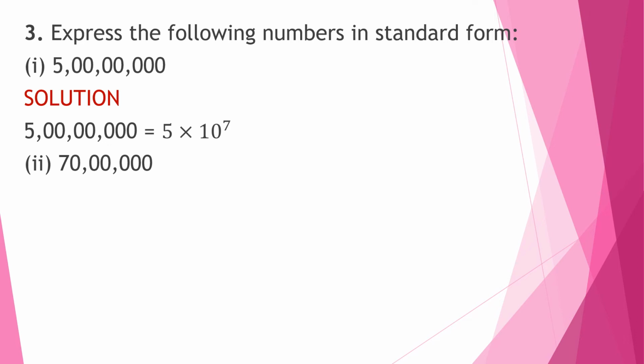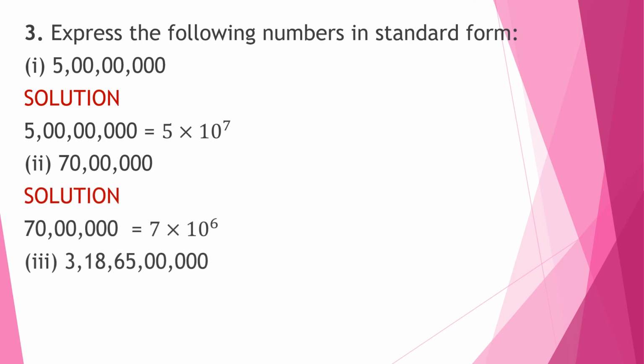After putting the decimal, on the right side we have 6 digits, so we get 7 into 10 raised to 6. Similarly, here after the first digit 3, you can put the decimal point. Then 1865 are non-zero digits, remaining are zeros. So children, while writing standard form, after putting the decimal point, you have to write the non-zero digits, then write the power of 10. So here 3.1865 multiplied by 10 raised to.